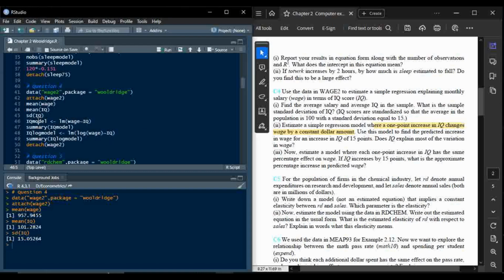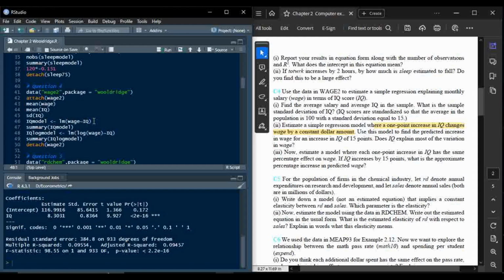Therefore, first let's create the model, IQ model. Use the assignment operator and then lm, linear model, wage tilde IQ. Press Ctrl plus Enter. Let's summarize this model. So here we can see that the intercept is 116.99 and the slope coefficient on IQ is 8.30, and the R squared value is 0.096.